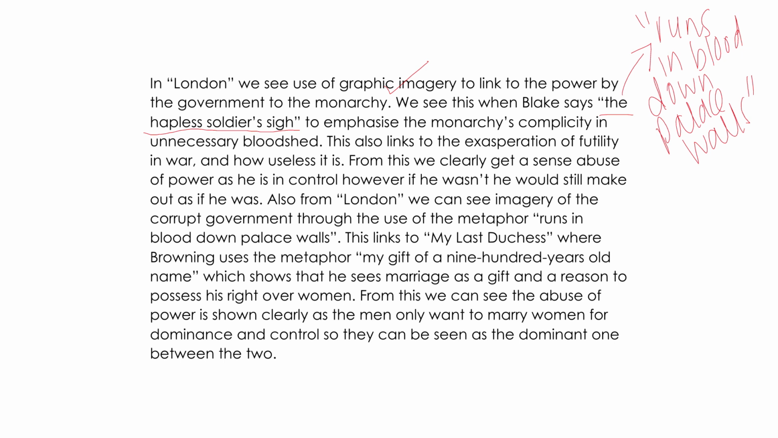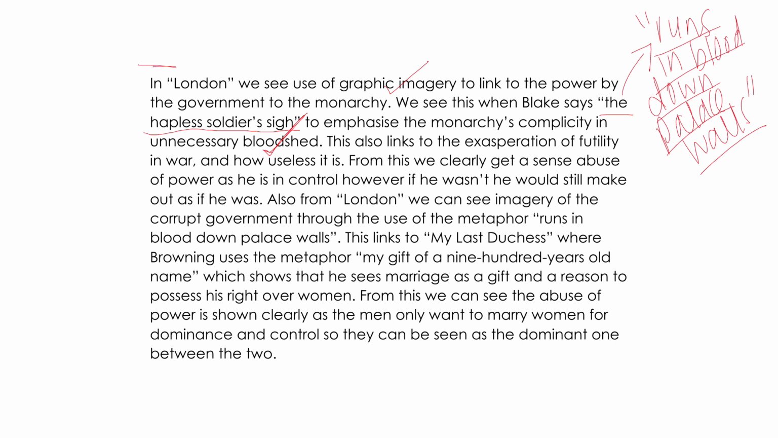So if we then insert that quotation, it would now read, in London, we see use of graphic imagery to link the power of the government to the monarchy. We see this when Blake says, "runs in blood down palace walls," to emphasise the monarchy's complicity in unnecessary bloodshed. Do you see how that sentence now makes sense? Because this image is directly linked to and illustrating the monarchy and their responsibility for bloodshed during the war. So this now makes sense.